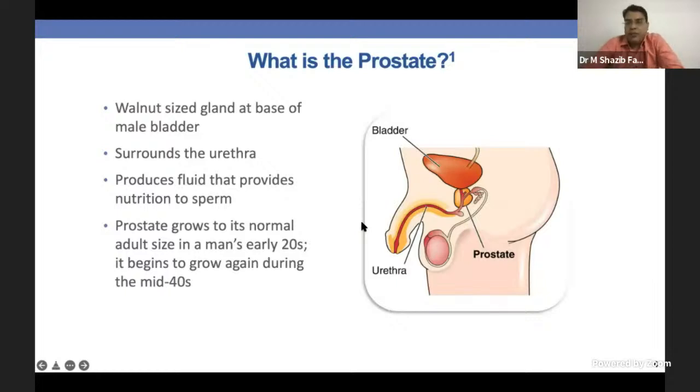So a brief about what the prostate is. Prostate is a walnut-sized gland at the base of the male urinary bladder, which surrounds the urethra. Its main function is that it produces an alkaline fluid that provides nutrition to the sperm. The prostate grows to its normal adult size in a man by the early 20s, and it further starts growing by the age of the mid 40s.